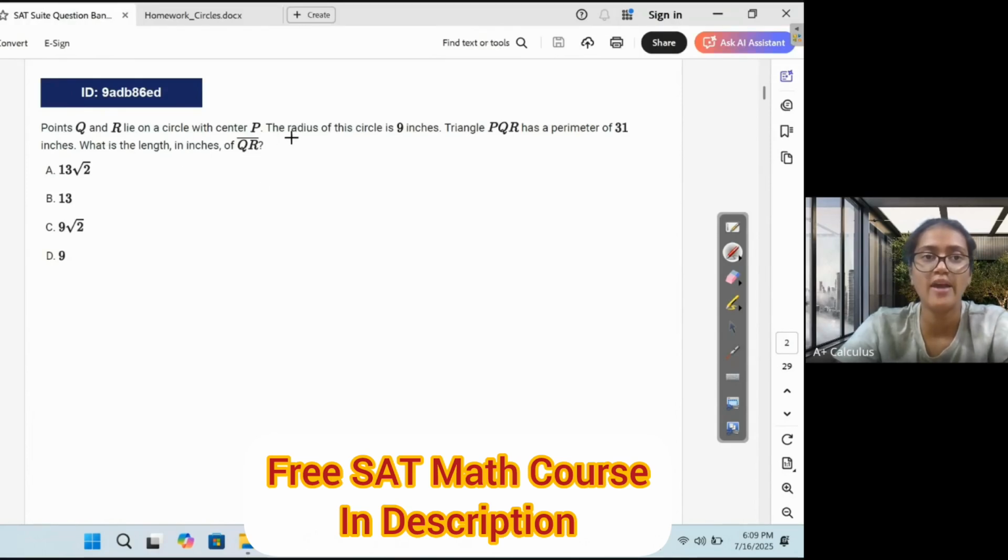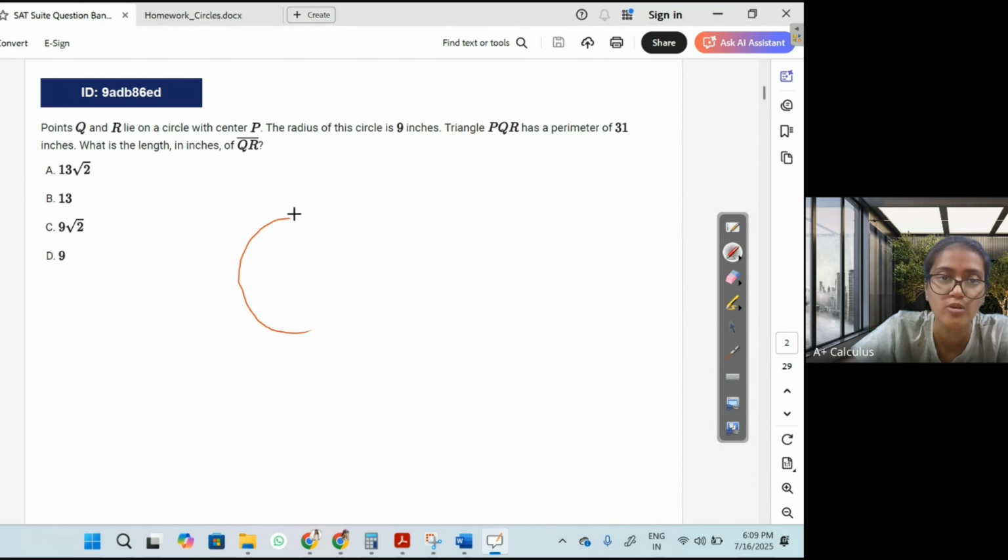Points Q and R lie on a circle with center P. So draw a circle. Its center is P, and points Q and R lie on the circle. For every circle question, it's important that you draw a figure. The radius of the circle is 9 inches.